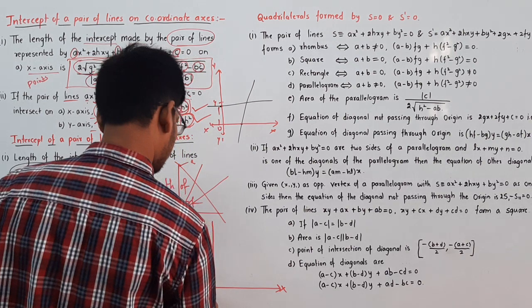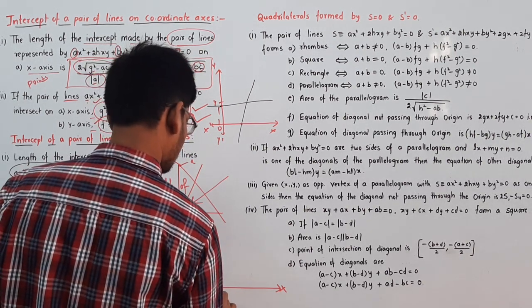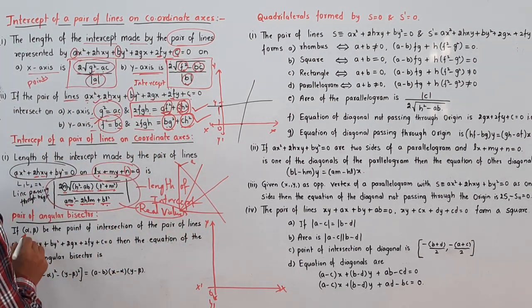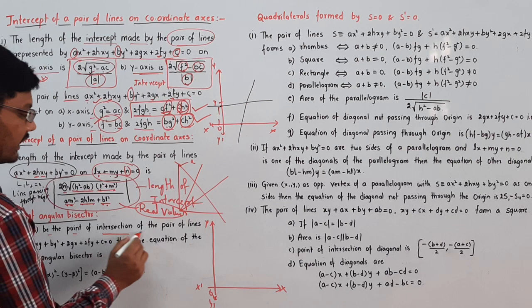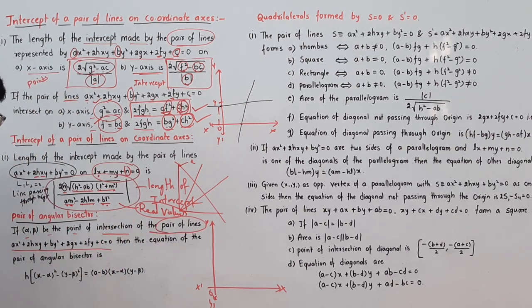This is x, x dash, and this is y, y dash. This is the origin here. If alpha comma beta is the point of intersection of a pair of straight lines that is given by this equation, ax square plus 2hxy plus by square plus 2gx plus 2fy plus c is equal to 0.